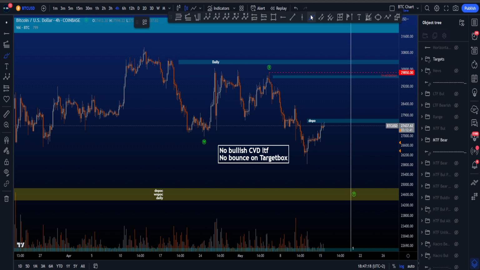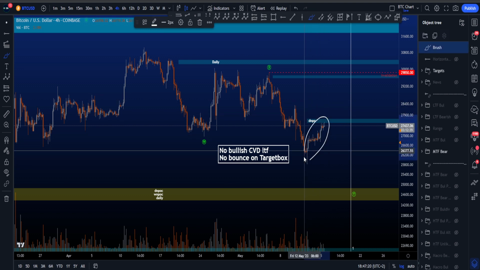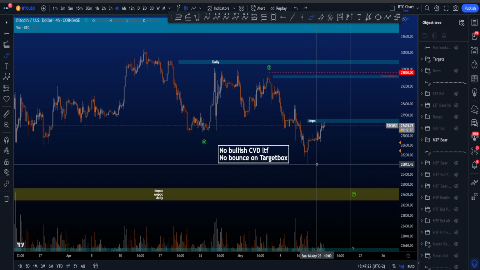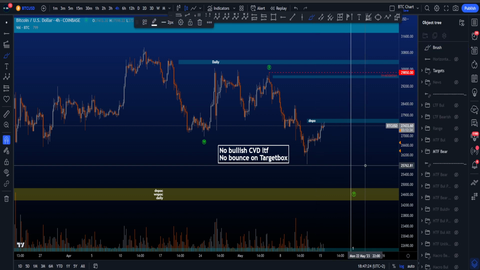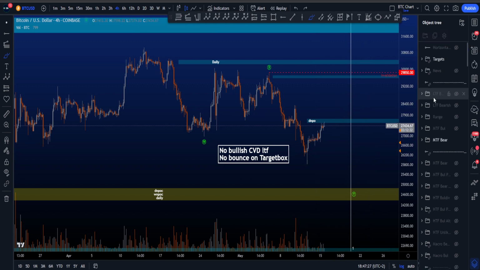Now I have 3 reasons to believe why this move to the upside might not yet be the move we're gonna get for continuation to the upside. And one reason I will show in the low time frame Elliott Wave count, which is coming at the end of the video, but the first 2 are written over here.